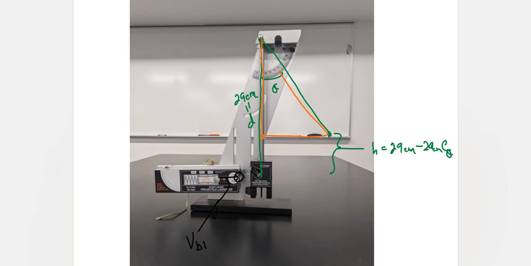If you look at this triangle, the hypotenuse of that triangle is the 29 centimeters. So the orange distance is adjacent to that. That's equal to 29 centimeters times the cosine of whatever angle you measured, right? So this is how you find the height difference for the potential energy term if you put a datum here.